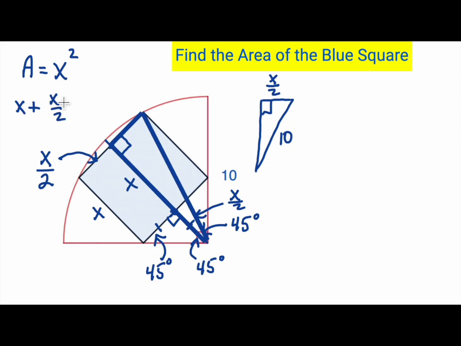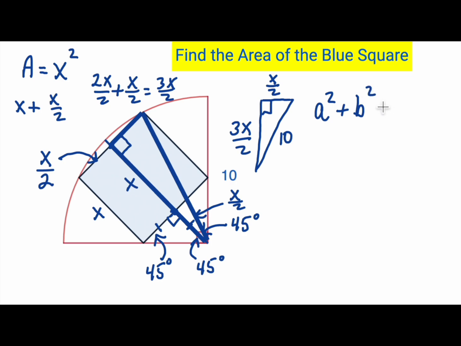So x plus x divided by 2 is going to be 2x over 2 plus x over 2, which is going to equal 3x over 2. So this here is going to be 3x over 2. Now what we're going to try to do is the Pythagorean theorem. Leg squared plus leg squared is equal to the hypotenuse squared. So one leg is going to be x over 2 squared plus the other leg, which is 3x over 2 squared, equals the hypotenuse squared.